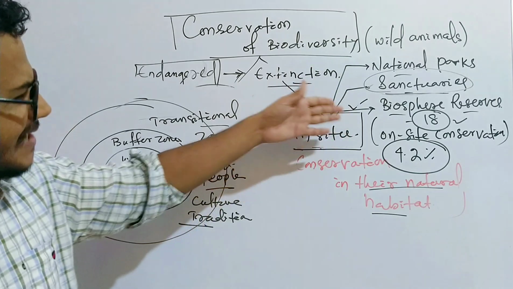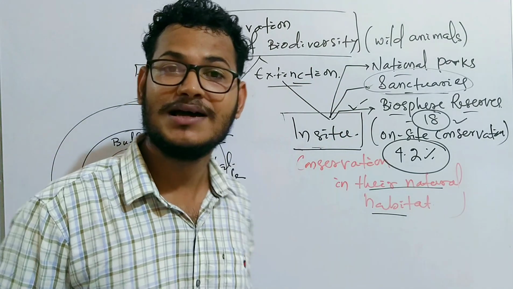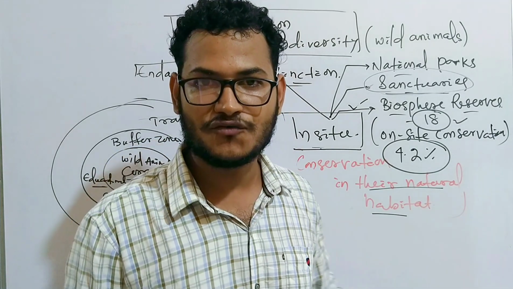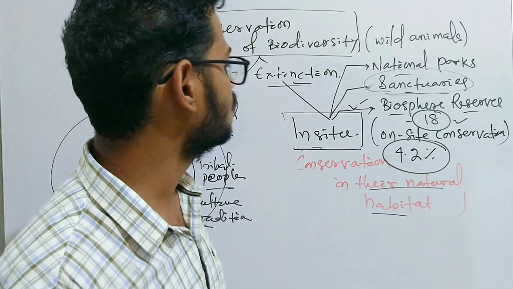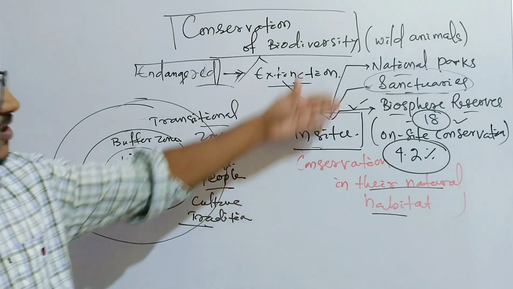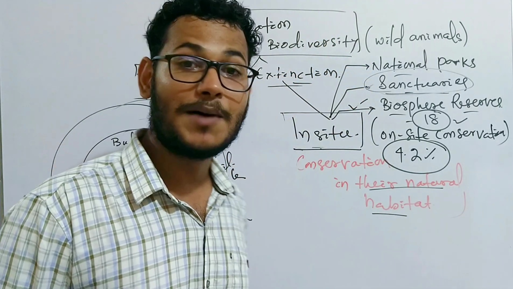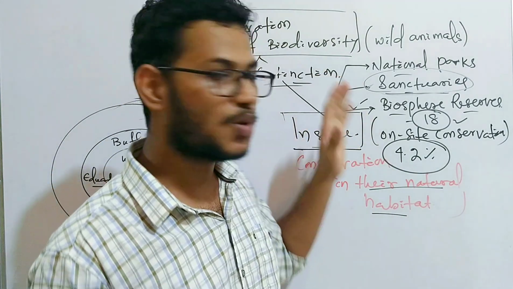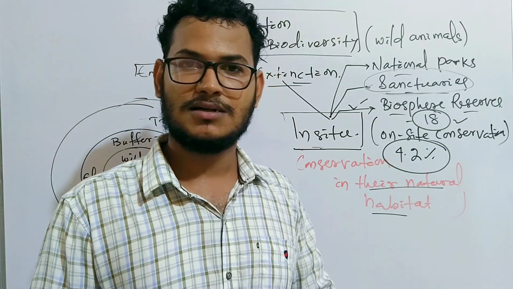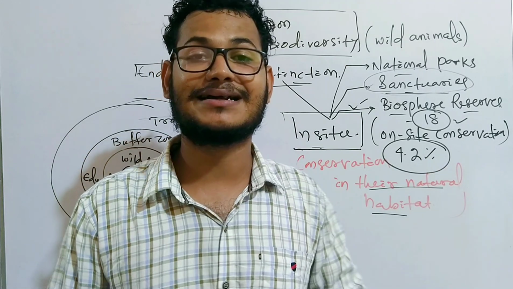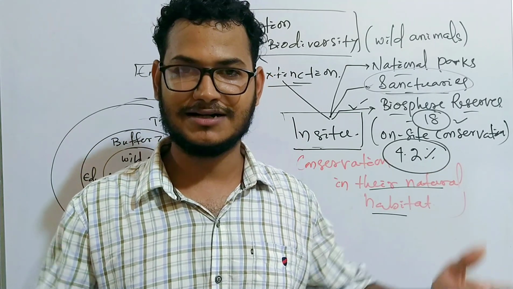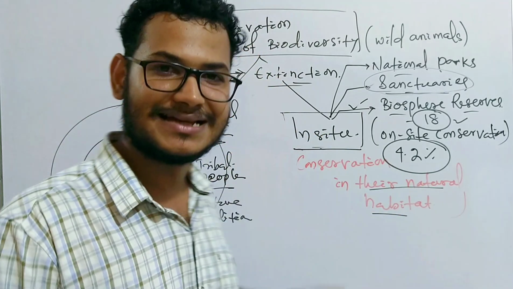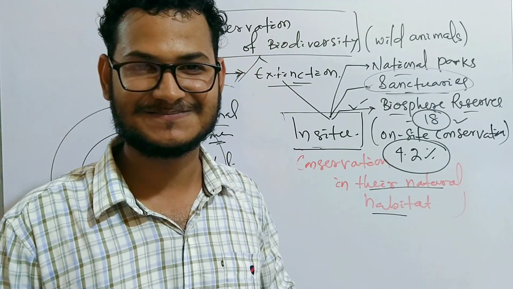Okay, so these are the three different types of in situ conservation or on-site conservation, conservation of wild animals in their natural habitat, right? National parks, sanctuaries, and biosphere reserves. So let's now look at the importance of hotspots. How many hotspots are there in the world, and how many hotspots are related to Indian geographic areas?